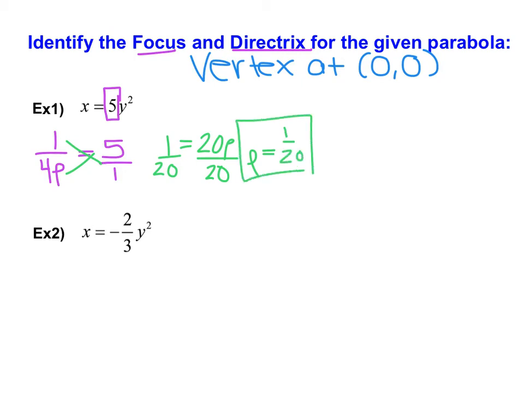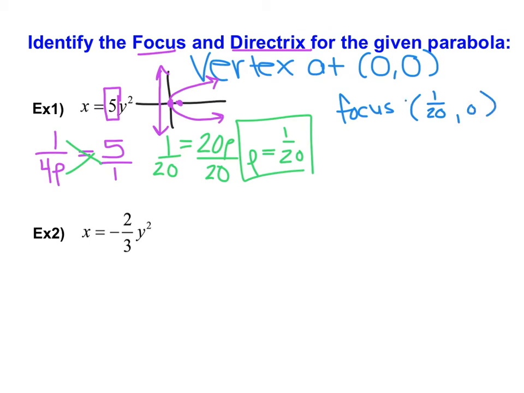So now if I start to visualize what this is going to look like, I can see that I have a vertex at 0, 0, and then because p is positive, I'm going to open to the right. So I know that my focus point is somewhere in here, and that my directrix is somewhere back here. Now, because my p-value is equal to 1/20th, and because my vertex is centered at 0, 0, I know that my focus point is in the positive direction. So I know that my focus is at the point x is 1/20th, or 0.05, whichever you prefer is fine, comma 0. So that's my focus point.